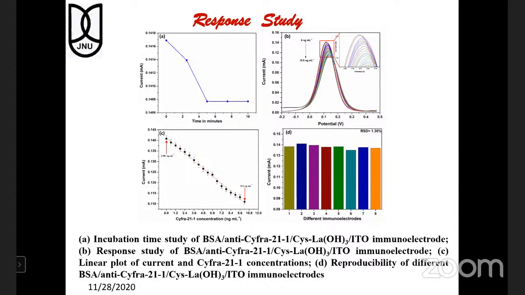In this work we tested only the 8 electrodes we fabricated, and found out how much the current values change. In this case there is an RSD value of 1.38%, which means these electrodes give an acceptable value.